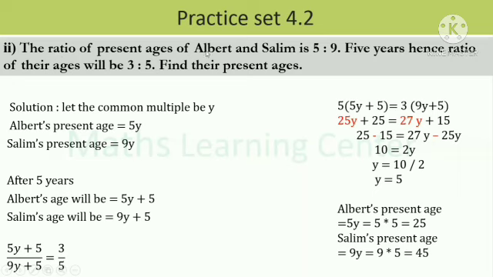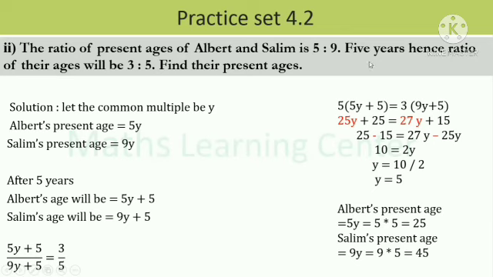The ratio of present ages of Albert and Salim is 5:9. 5 years hence, the ratio of their ages will be 3:5. Find their present ages. Okay. So again, the ratio is given, so we will consider a common multiple. This time we are going to take y. Let the common multiple be y. So the present age of Albert is 5y and Salim's present age will be 9y according to the given ratio.